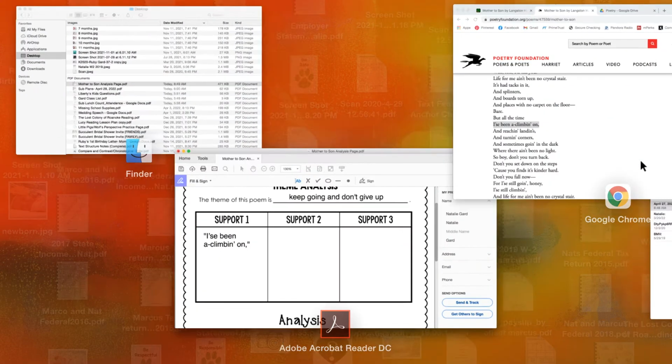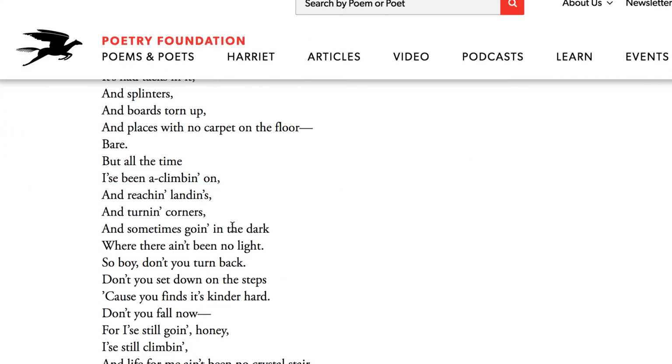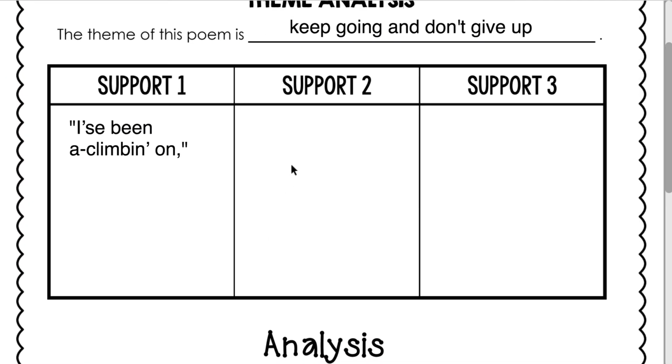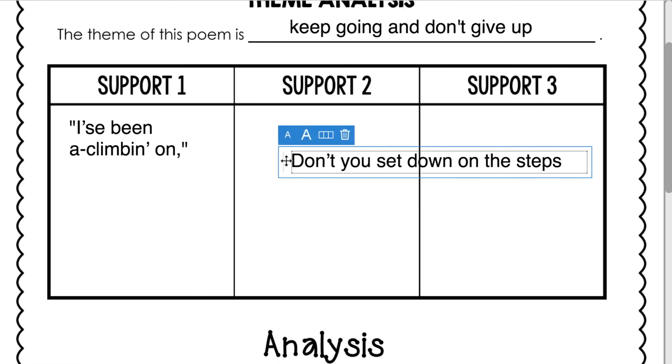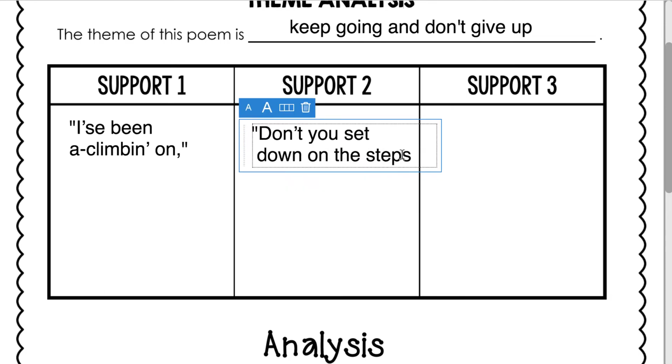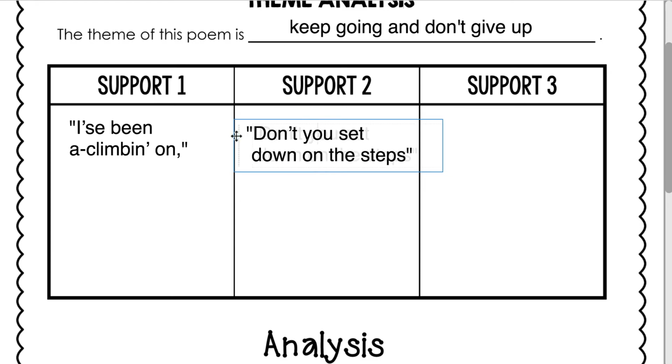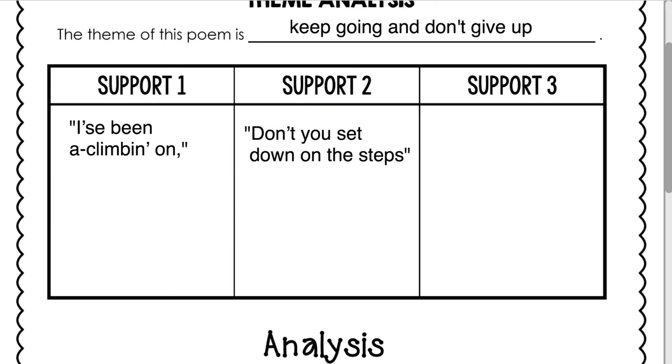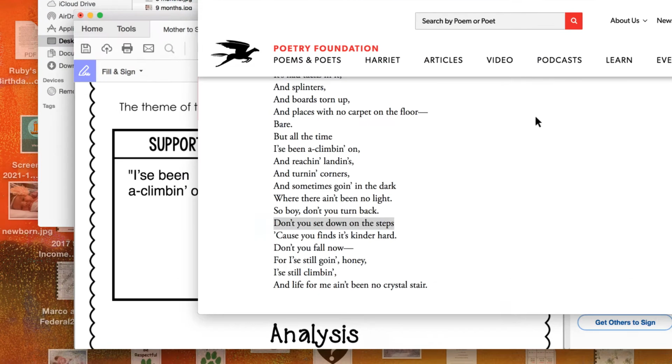Let me go back in the text again. Let's see. I think where she says "don't set down on the steps," we just talked about that one, but I think that's another good piece of evidence in here. She's saying don't stop, right? Don't give up. Keep on moving. Don't set down on the steps. I know it would be easy to quit, but don't set down on the steps. You've got to keep moving. I think that's another good piece of evidence. And then let's look back, see if we can find one more thing.